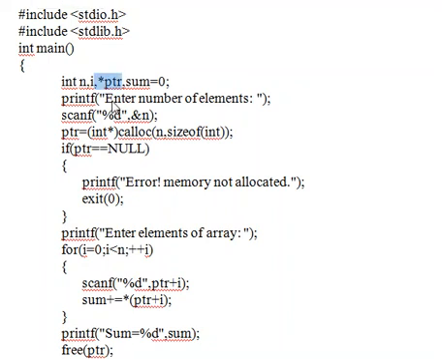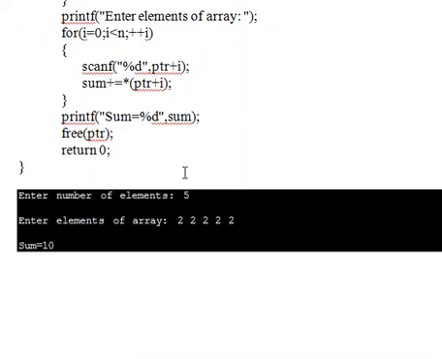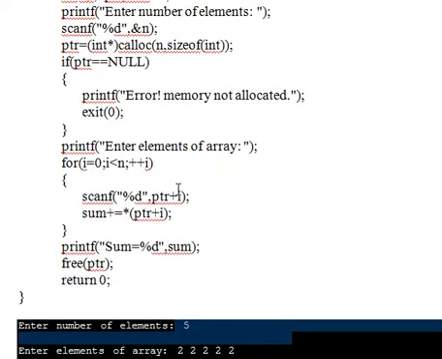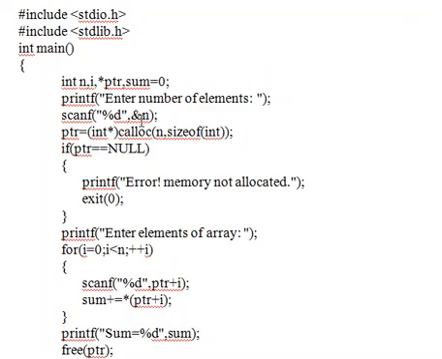Next I am asking to enter number of elements. So when we ask like this, if I give the value 5, this scanf function will read that value 5 and it will be stored in variable n. So now n value is 5.